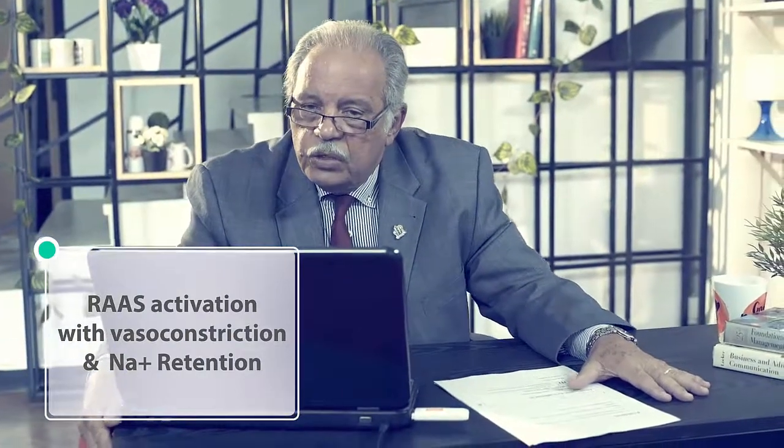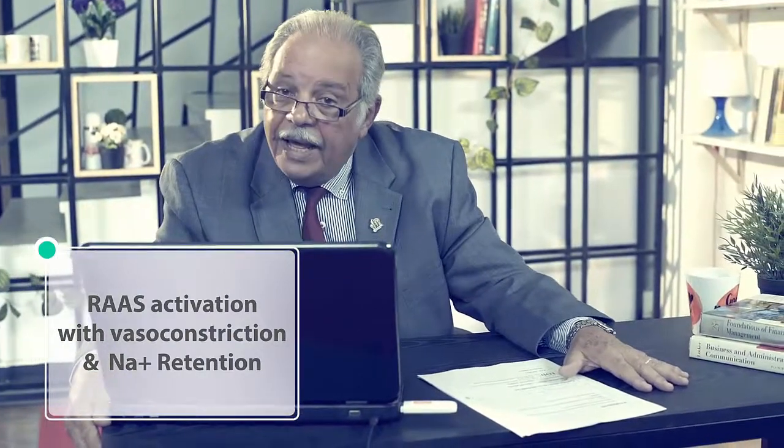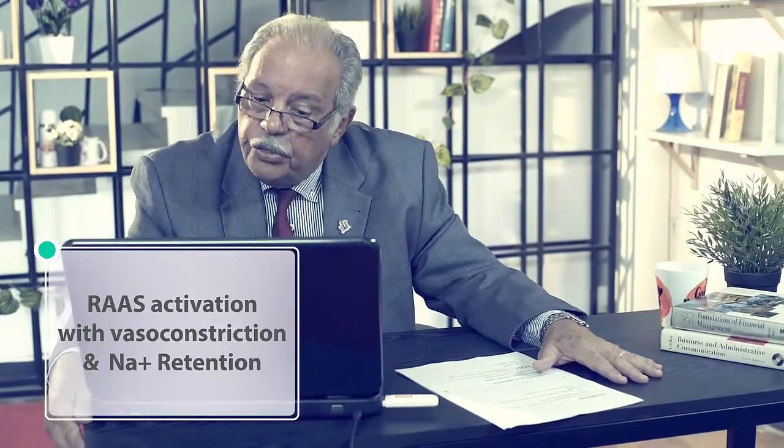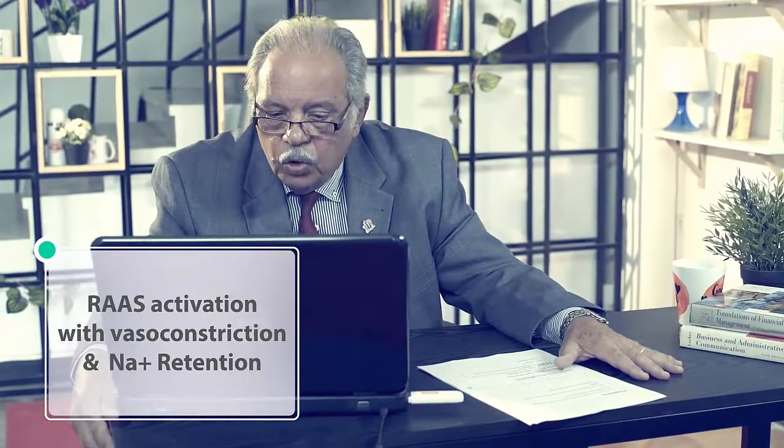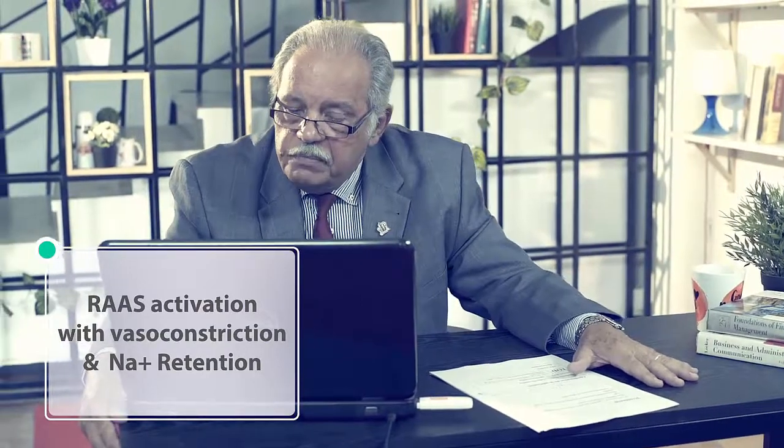Number two, the other mechanism is the renin-angiotensin-aldosterone system. And you know this system is very important in controlling vasoconstriction and also sodium retention through the aldosterone hormone. And if we know the mechanism is the RAAS system, therefore the treatment will be simple, giving a RAAS blocker, whether an ACE inhibitor or an angiotensin receptor blocker.